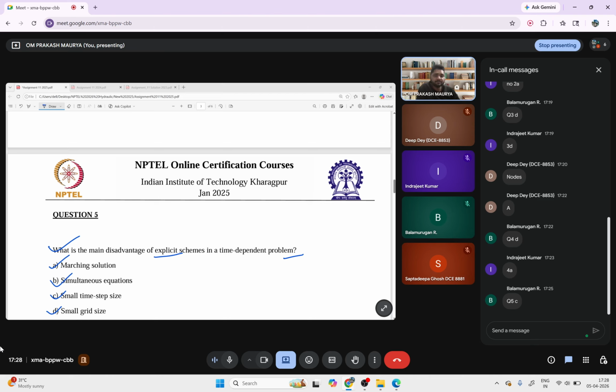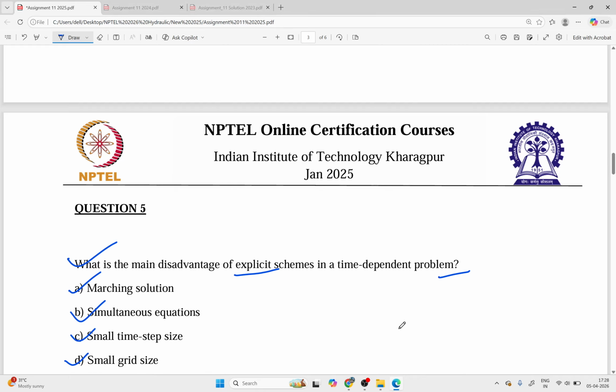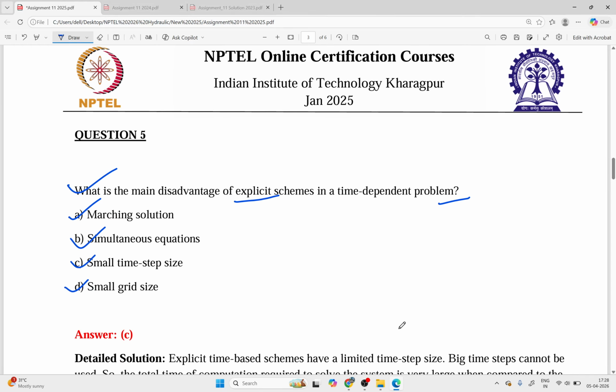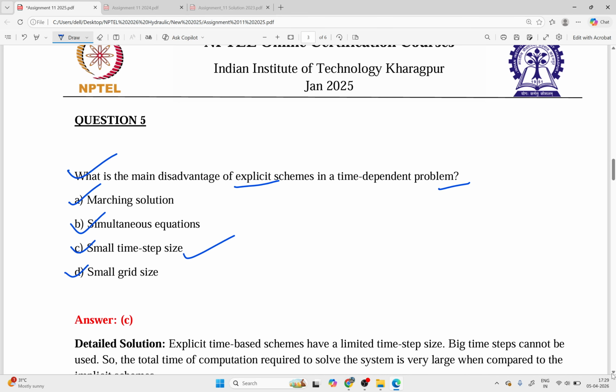Okay, let me show you the answer. Option C is correct here. That is a small time step size. This is the problem with the explicit scheme, the main disadvantage for explicit time dependent.